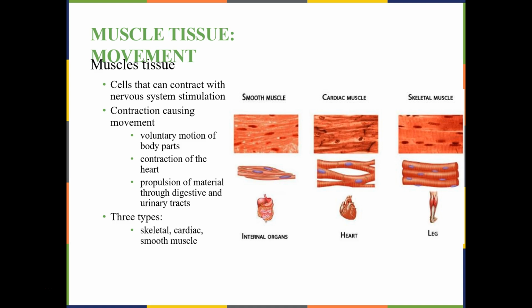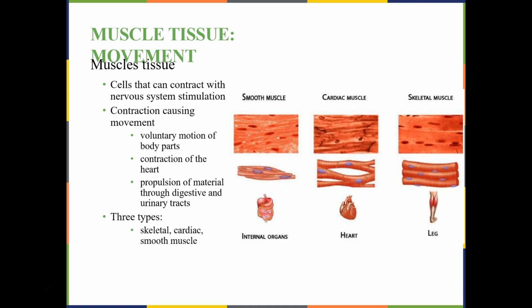So muscle tissues are tissues that have a very important function. Their main function is movement of materials, so either movement of the entire body or movement of materials throughout the body. And as a byproduct of the movement, they produce heat. So they also help in thermoregulation of the body.